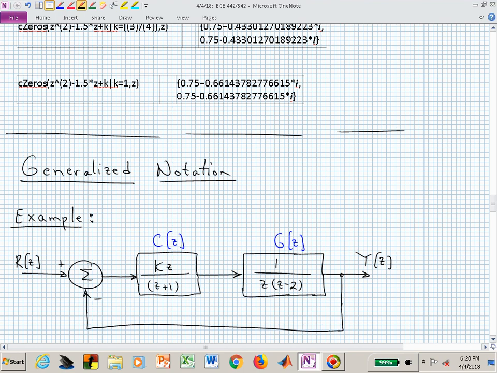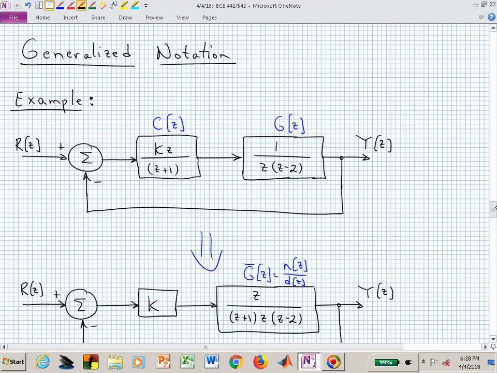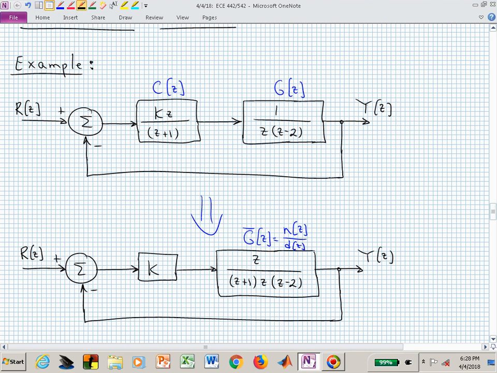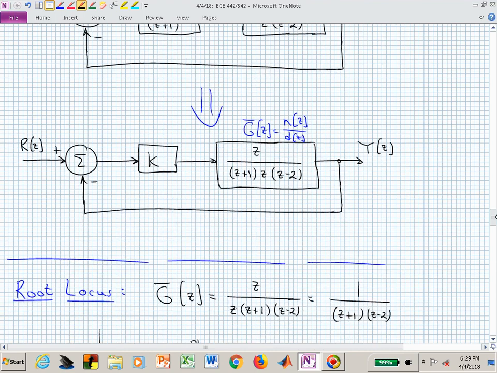To start talking about a root locus, we want to isolate the gain K, which means that we are going to lump all the pieces of C that aren't K in with the G and call that mess G bar. And I might say, oh, I have a numerator polynomial and a denominator polynomial for G bar. What's the root locus for that system? Can we sketch it?